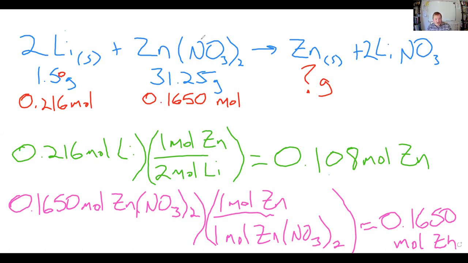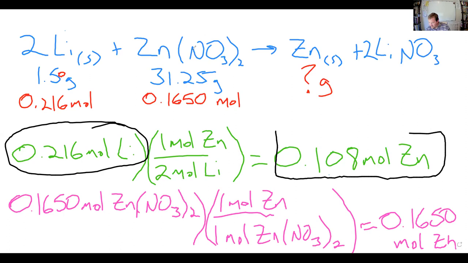So if we want to know which of these is going to run out first, it's the one that makes the least product. And the one that makes the least product is lithium. So lithium is going to run out first, which means it's also giving us our theoretical yield. We can, in theory, make at most 0.108 moles of zinc. After that, we've run out of lithium and there's nothing we can do about it.